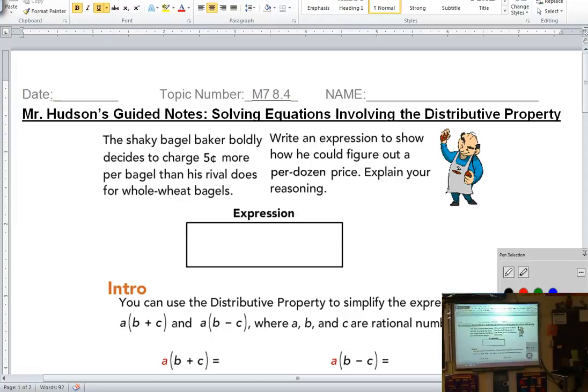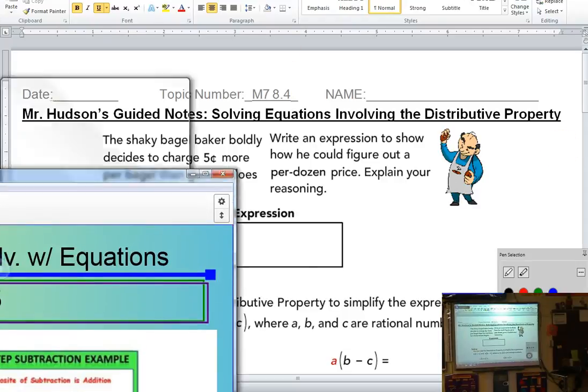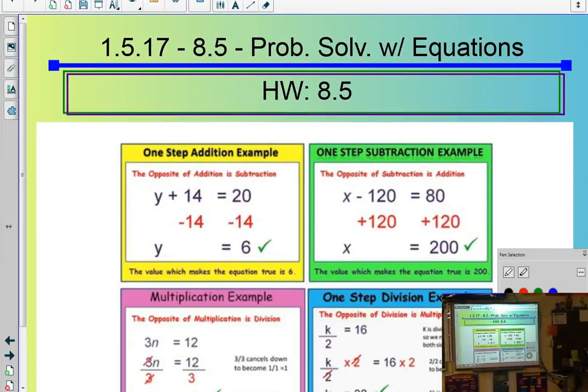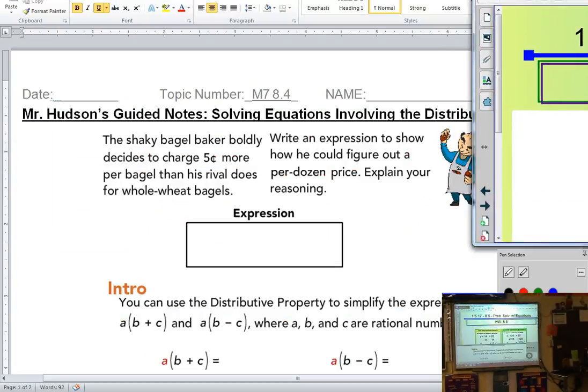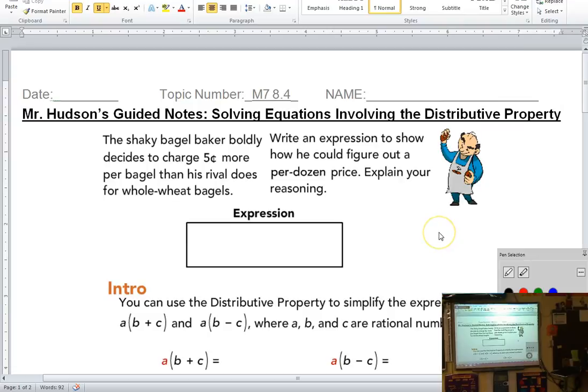So, today we're really going to be doing 8-5. Today's the 5th for those of you playing at home. But here on our opening slide, you can see some review of solving equations, really basically using those inverse operations.